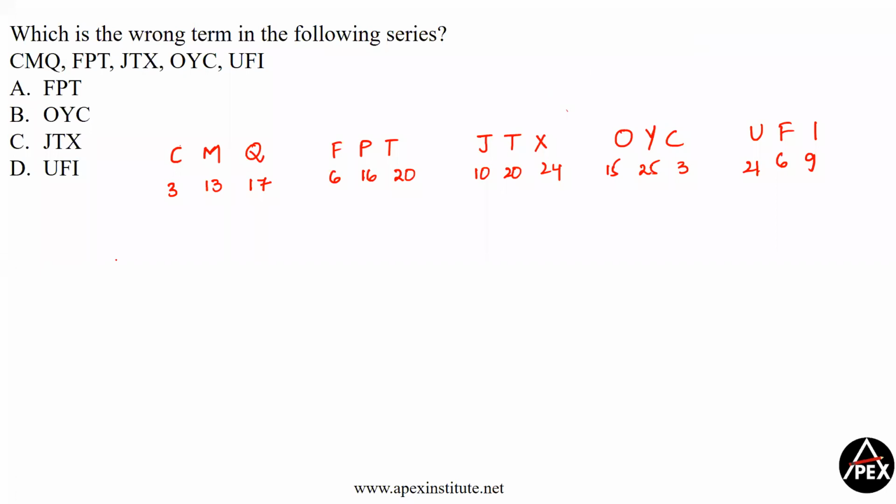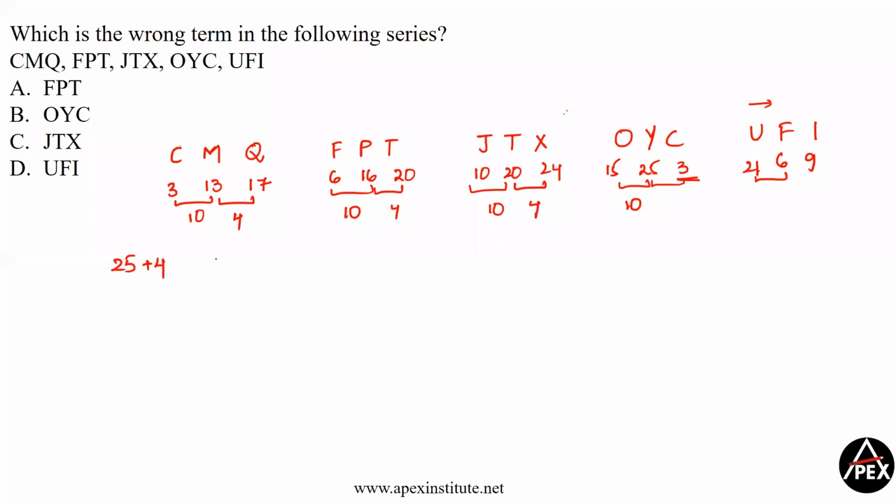Okay, I will solve this question as if I was given it in the exam. My first observation will be: difference is 10, difference is 10, difference is 10, difference is 10. Here the difference is not 10. So I can say the answer might be UFI. Sure. Here the difference is 4, the difference is 4, the difference is 4. Now the difference is not 4. So what should be here so that the difference will be 4?